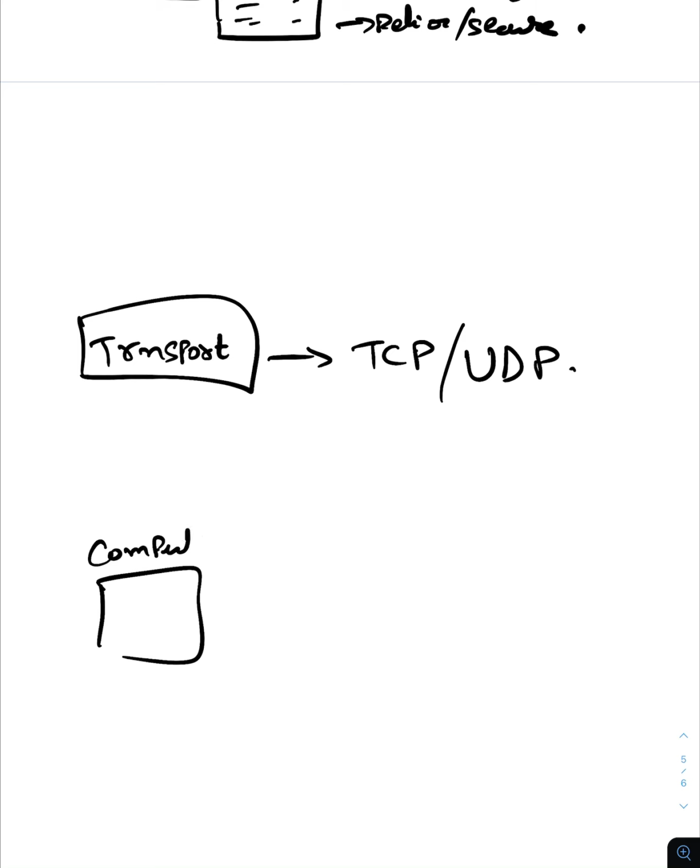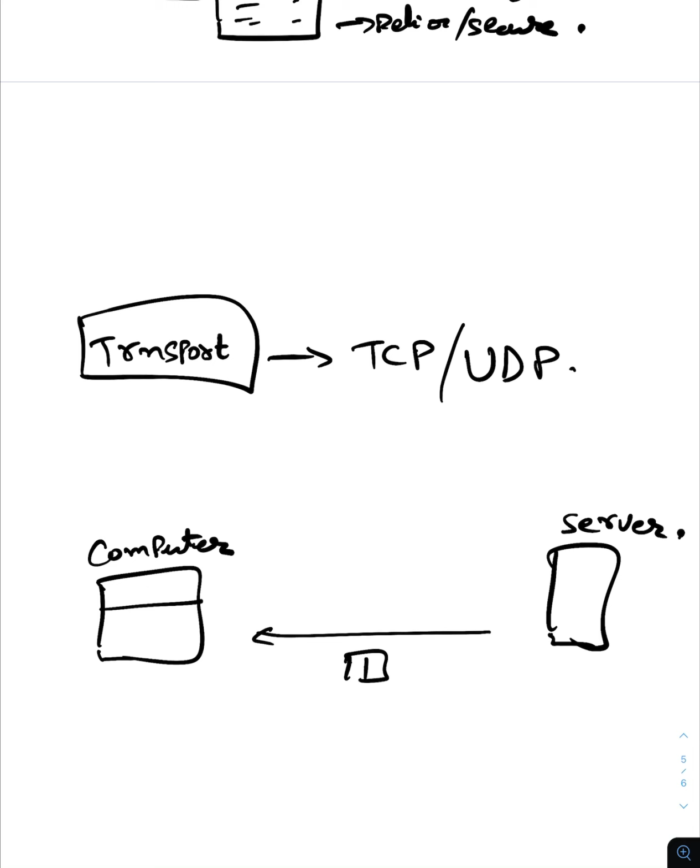So the computer requests some link from the server, and it sends the data packet. So it sends data packet 1, but there is no acknowledgement from the computer. It sends data packet 2, it sends data packet 3. So the server doesn't know whether the computer is receiving the data packets or not. It's very fast, and it sends all the data packets without getting any acknowledgement.